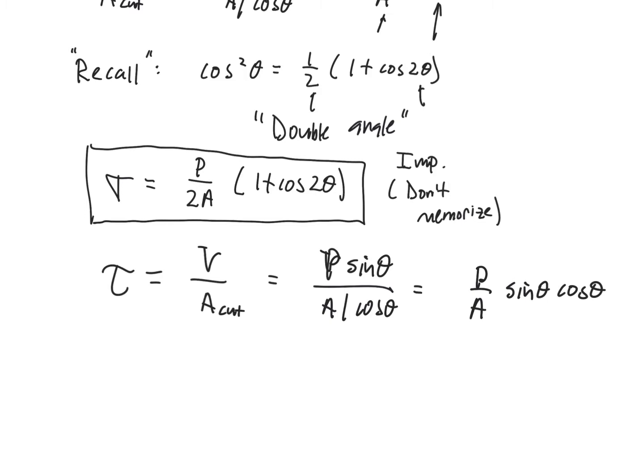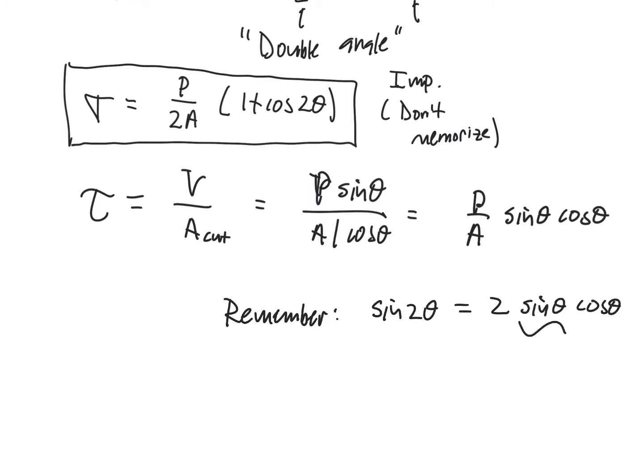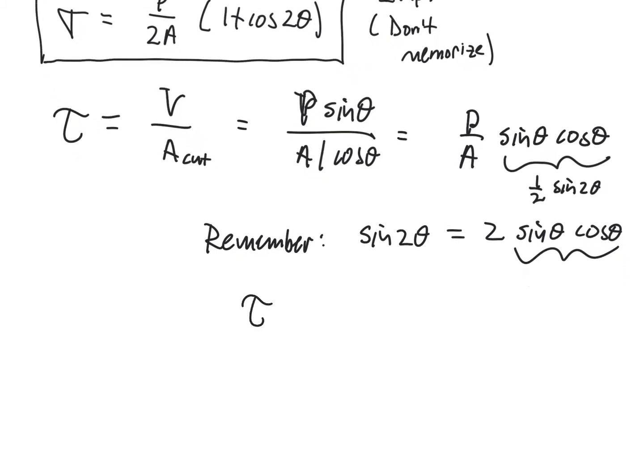Well, there is another product of trigonometric functions which we don't like. But again, if we recall from our past history, I guess I said recall last time, remember this time, that the sine of 2 theta, there's the double angle, is equal to 2 times the sine theta cosine theta. So that means that this is equal to sine of 2 theta times 1/2. So this whole thing is equal to 1/2 times the sine of 2 theta. So now we have our final boxed formula for the shear stress.